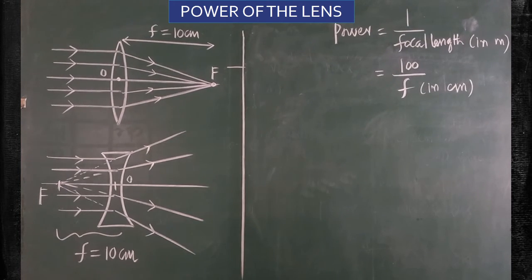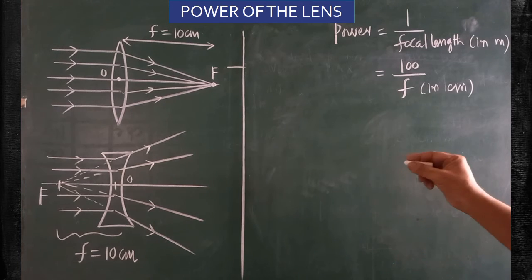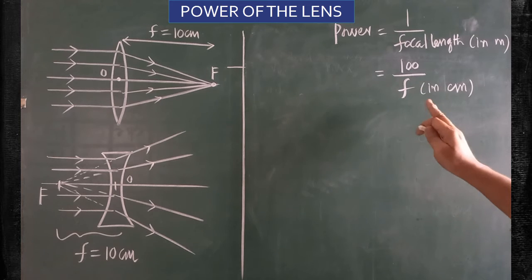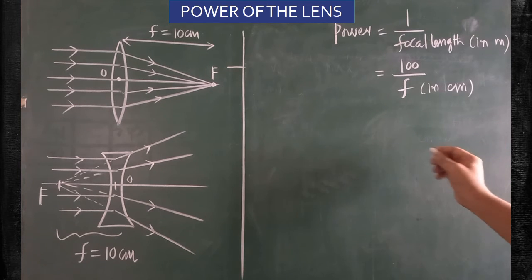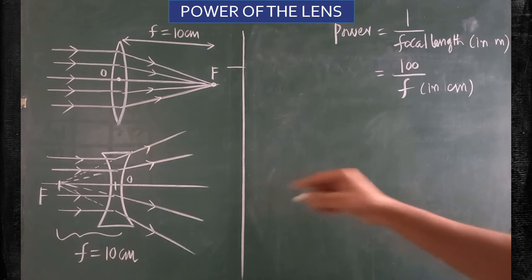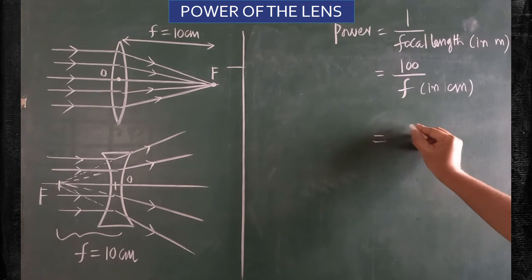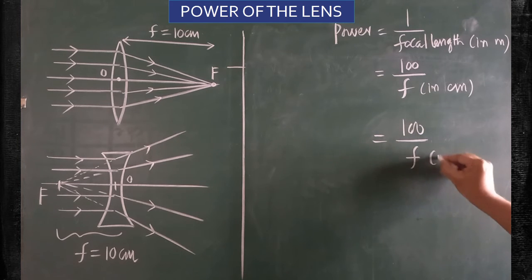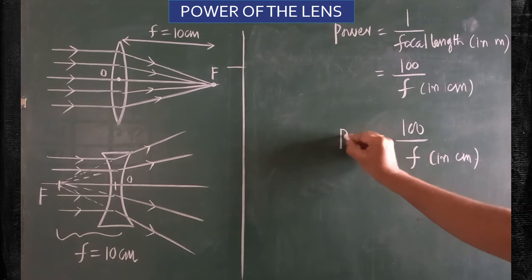Now we are going to calculate the power of the concave lens. How to calculate it? No difference, the same formula is used. The only thing is the sign must be changed. Here also the focal length of the concave lens is 10 centimeter, so substitute 100 divided by f, where f is given in terms of centimeter.